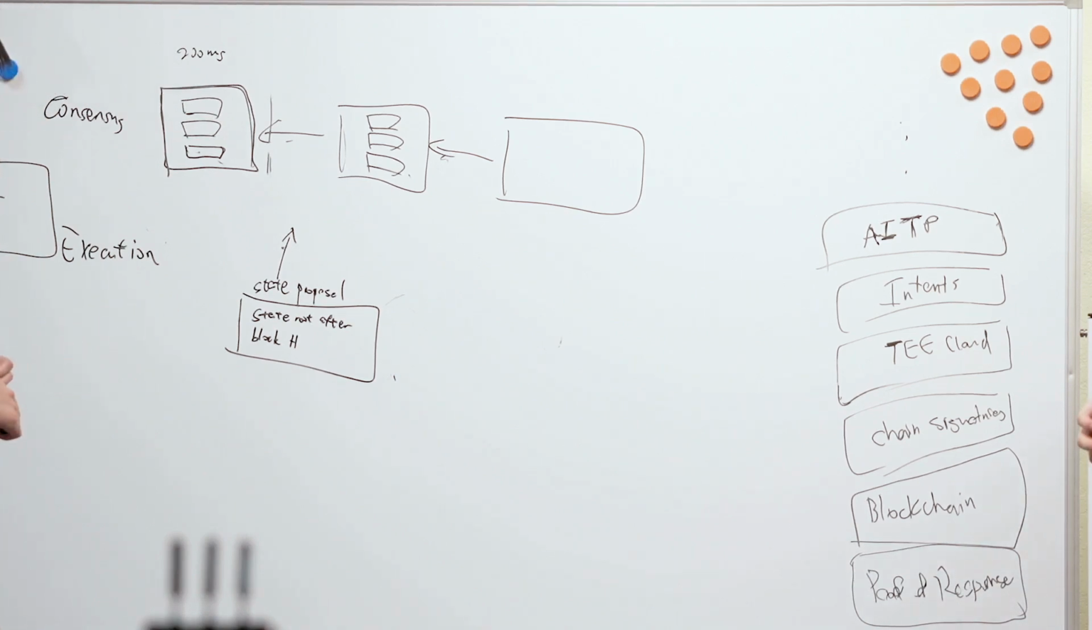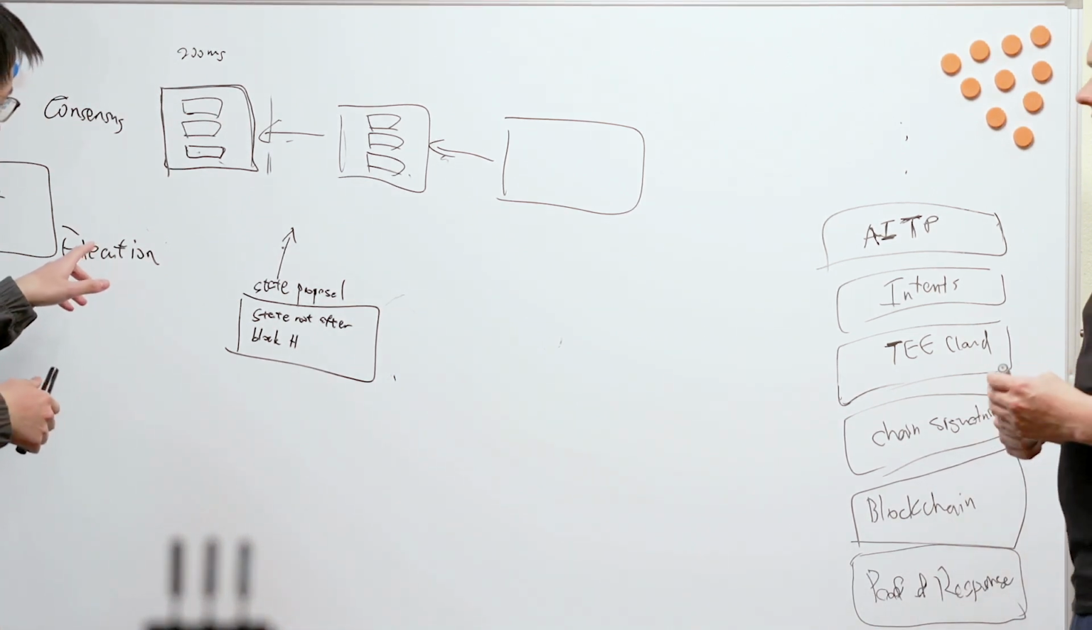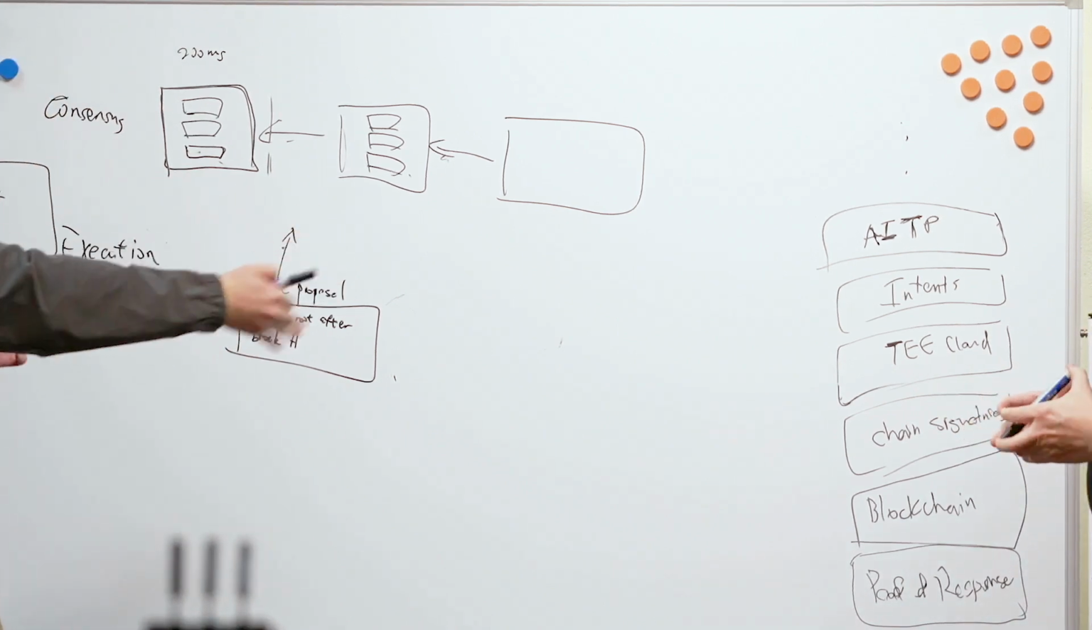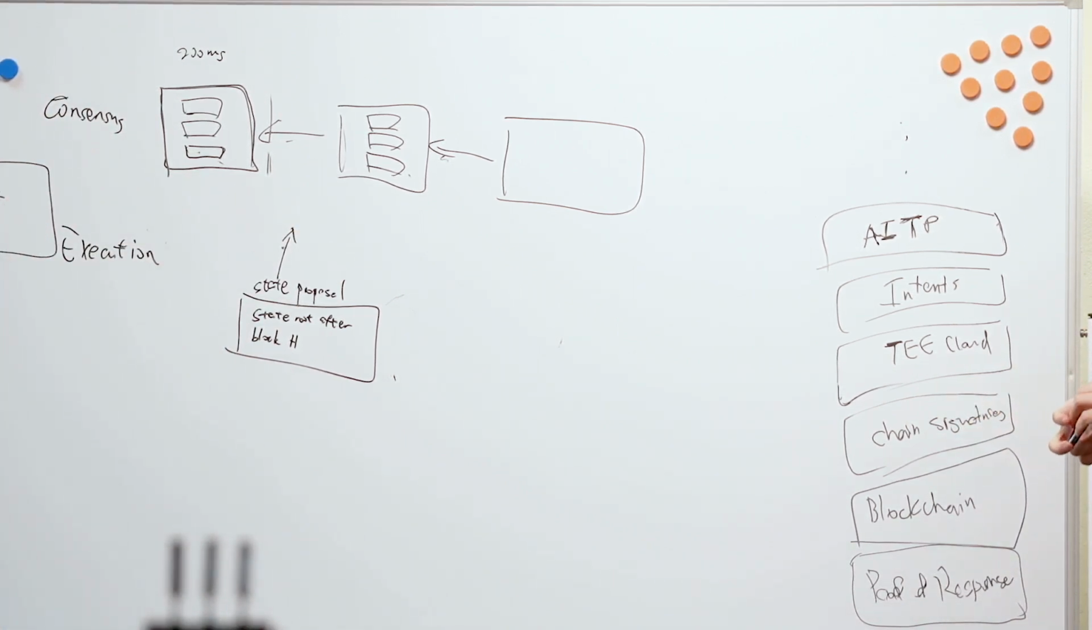So this way, the node is constantly doing work, applying transactions and receipts and updating the state, and you get better throughput this way.